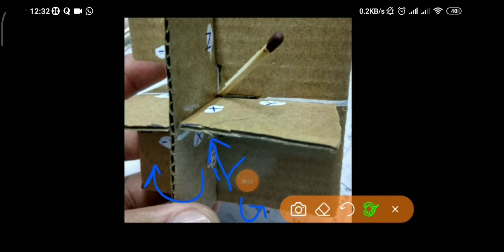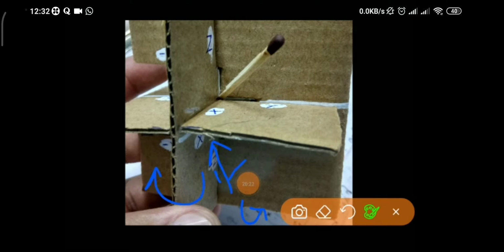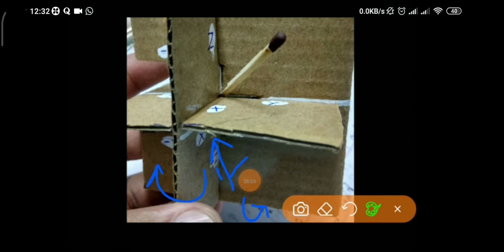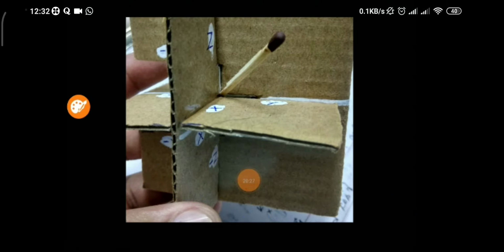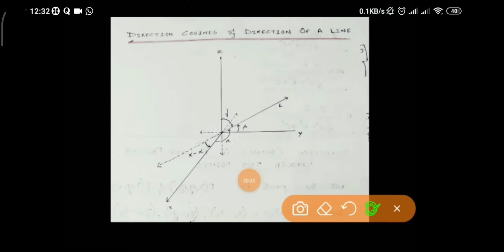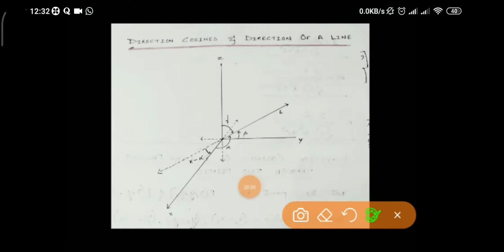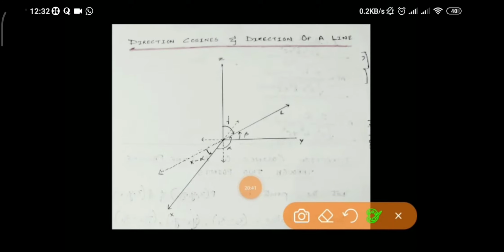So this is how you will remember, anti-clockwise, starting from the all-positive octant. This diagram is clear, I think. If I extend the line, it will be going to the 7th octant. If this is in the 1st octant, the extended line will be in the 7th octant. There the angles it will make will be pi minus alpha, pi minus beta, and pi minus gamma.